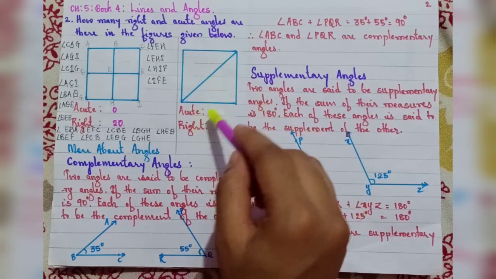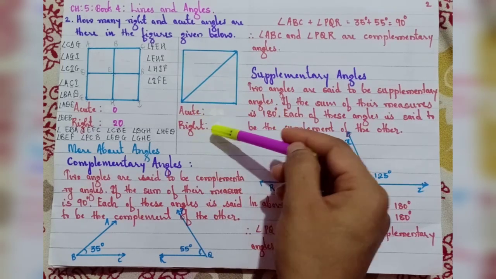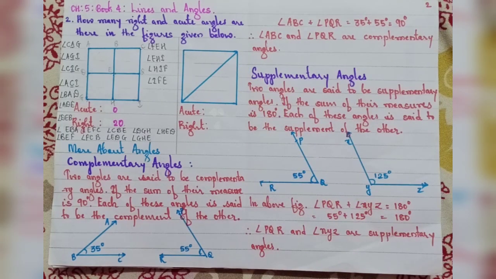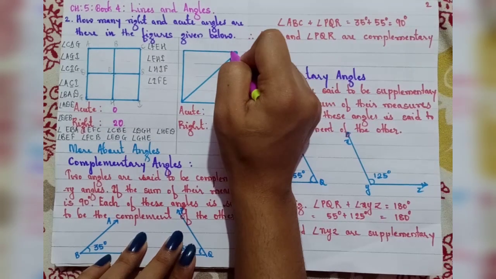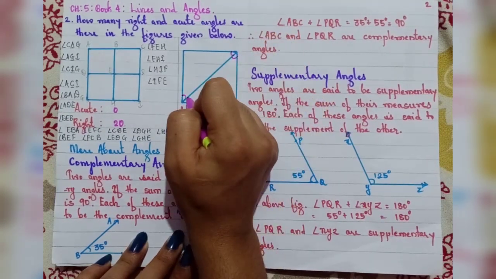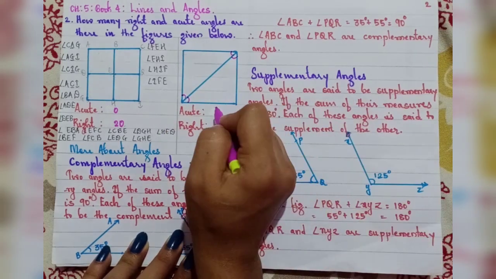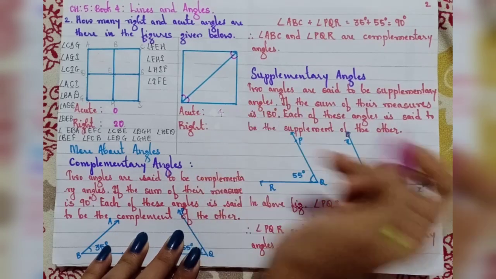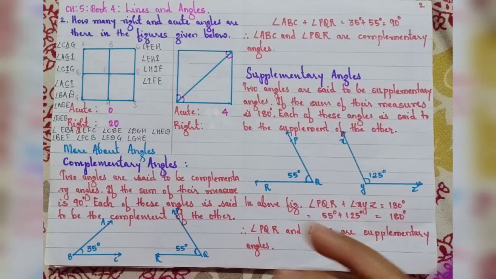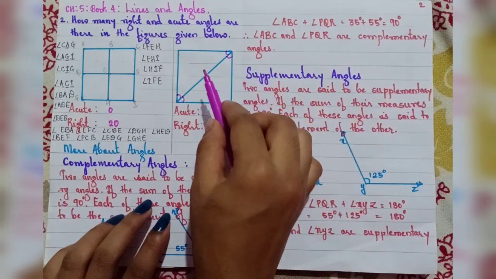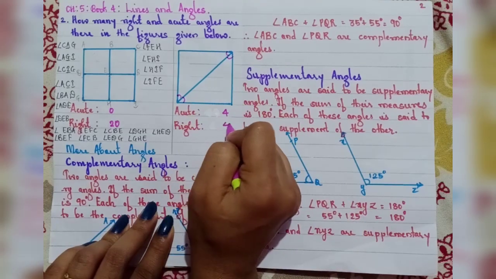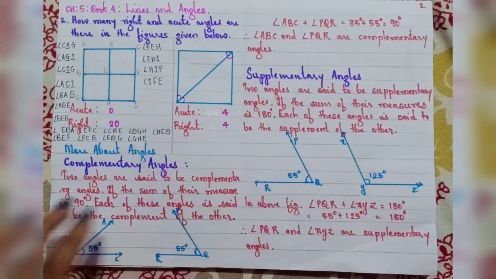So here we have a square box and we have to find the acute and right angles. In a square box there is a diagonal. Okay, so let's count the acute angles first. Acute angles are nothing but the angles which are less than 90 degrees. Thus if we see 1, 2, 3, 4, so accordingly we have 4 acute angles. So we shall write 4. Okay. Now let's count the right angles. So we have 4 right angles, that is 1, 2, 3 and 4. So accordingly we have 4 acute and 4 right angles.